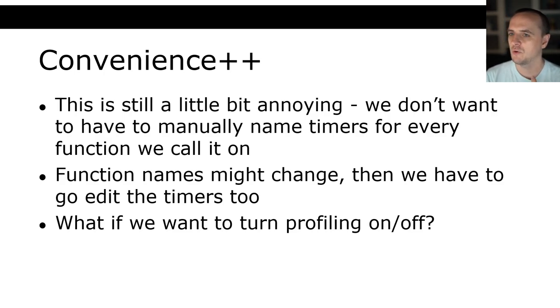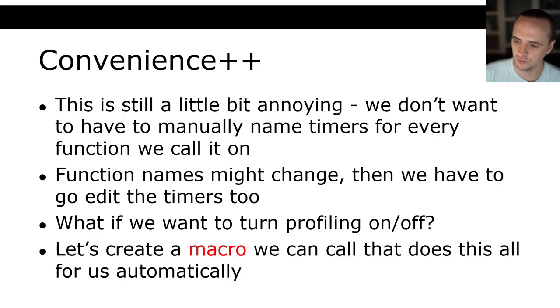Also, what if we want to turn profiling on or off, right? We certainly want profiling when we're developing the program, but when we ship the game to the consumer, we don't want any profiling to be on, generating these gigabytes and gigabytes of JSON files, right? We want to be able to turn it on and off. So what we're going to do is create a macro, and that macro is going to do all of this for us automatically.